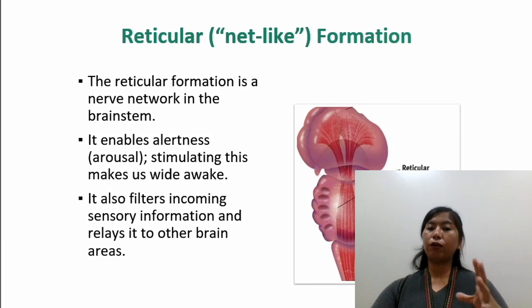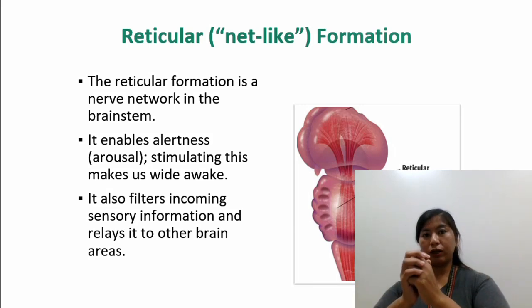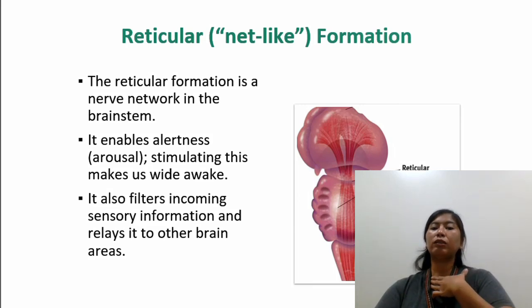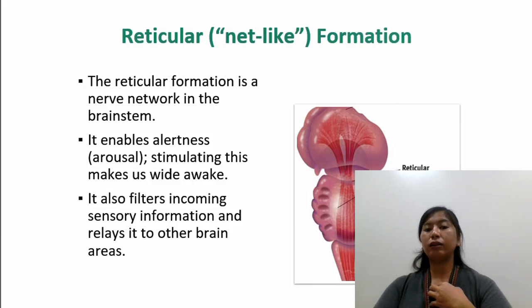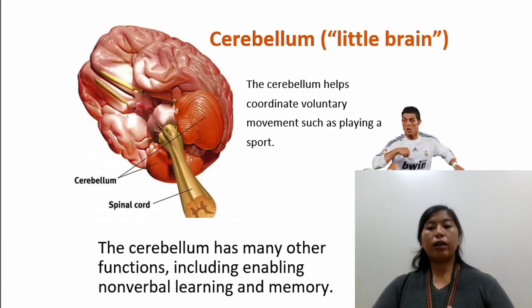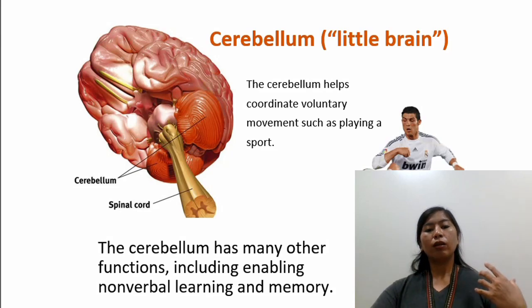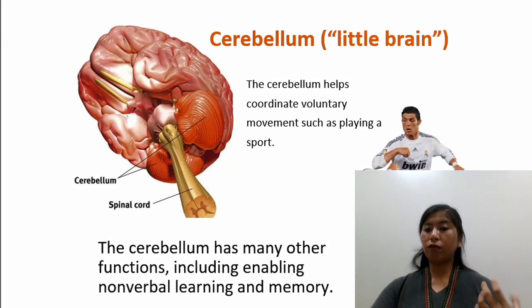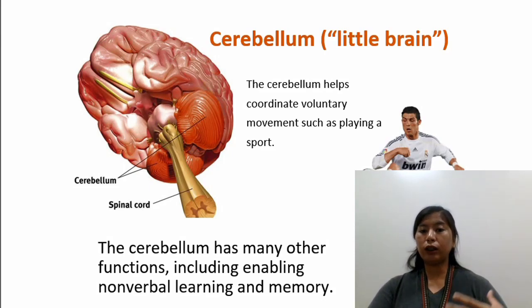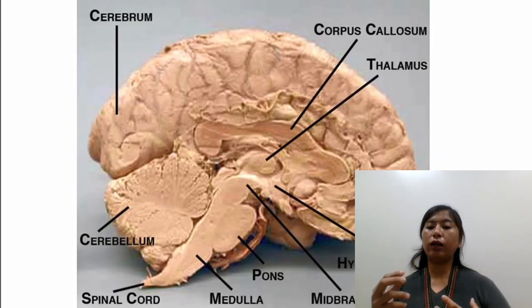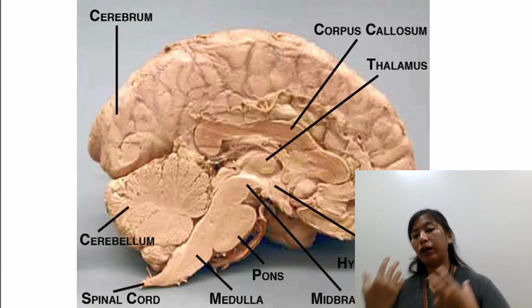Next, we have the reticular formation. It is a network of nerves that is involved in our alertness. This is responsible, along with others, in making us wide awake. Then I already mentioned the cerebellum. It is very notable since it is involved in our nonverbal memory involving our procedural learning, especially our coordination or our motor movement. So in an actual brain, you can observe the brainstem.